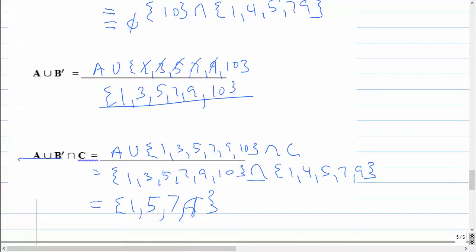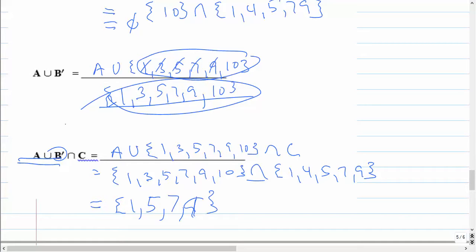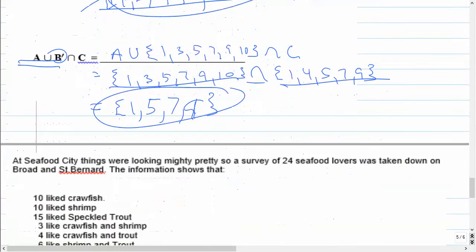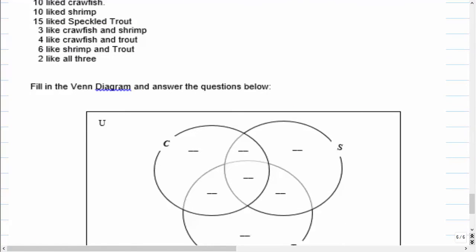That's what's in common. Okay, so again, when you have order of operations, I had to take B complement first. Well, it happened to be right here, the complement of B. And then I had to work left to right, A union B complement. Realized? That's what I have there. Then I have to intersect it with C. What's in common with this one here and this one here? Final answer.